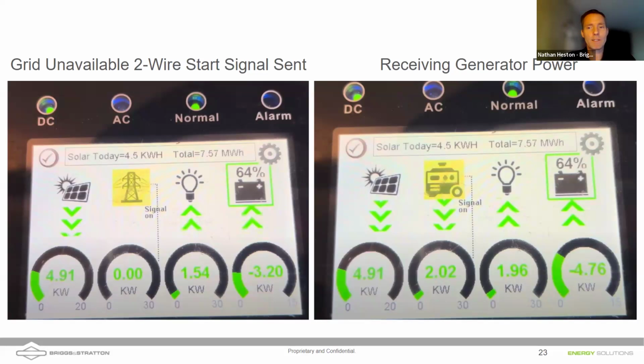That means the signal has been sent for the generator to come on. Once the generator comes on and the inverter sees a signal on the generator port, you'll see that symbol show a generator there instead of a grid icon. And at that point, you see power flowing from the generator into the inverter, 2 kilowatts there.